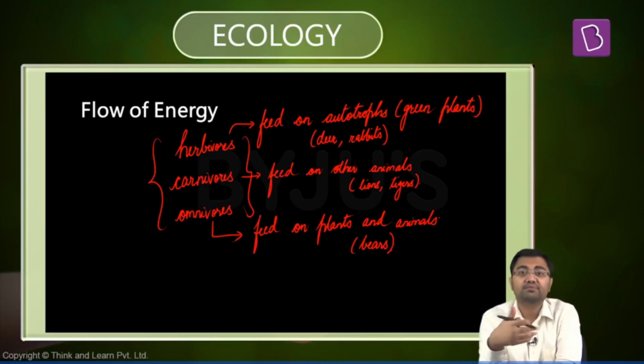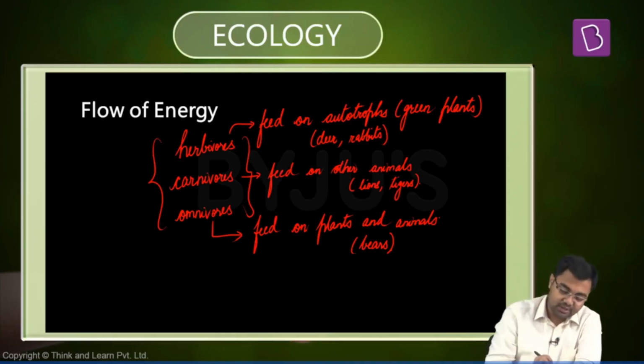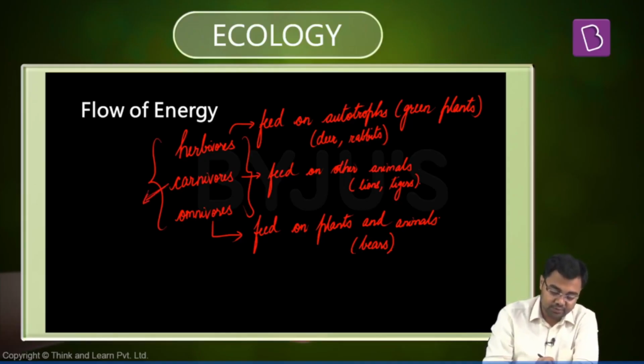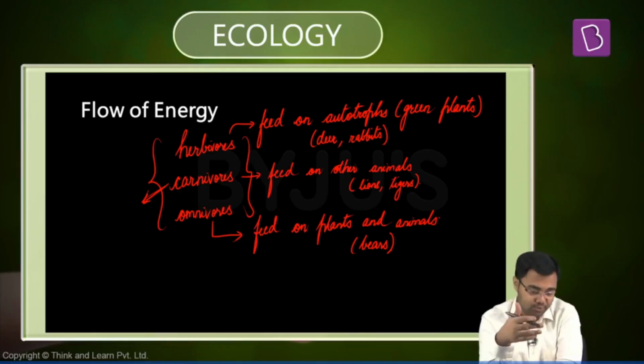Now apart from that, you have higher consumers as well. For example, the consumers that can feed on carnivores, these would be called higher consumers, and we'll come to that discussion as well in some time. So omnivores that can feed on plants and animals, for example, you can take bear, you can take fox, you can take humans, the non-vegetarian humans as well.